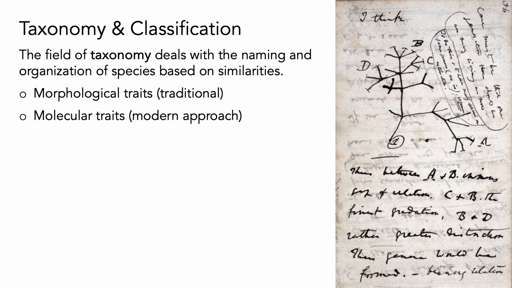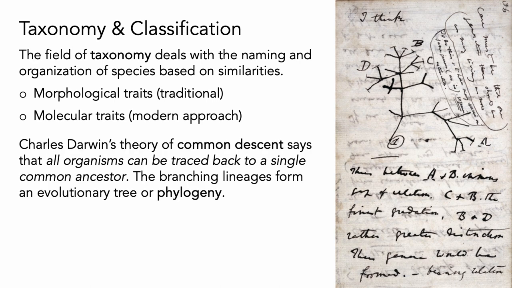The field of taxonomy deals with the naming and organization of species based on their similarities. Traditionally, Linnaeus and many other taxonomists have used morphological traits to group these species together, but more recently we're relying on molecular traits. This is the modern approach, and it gets us much more accurate portrayals of these relationships among species. Now, Charles Darwin's theory of common descent says that all organisms, living and extinct, can be traced back to a single common ancestor. These branching lineages form an evolutionary tree or phylogeny.